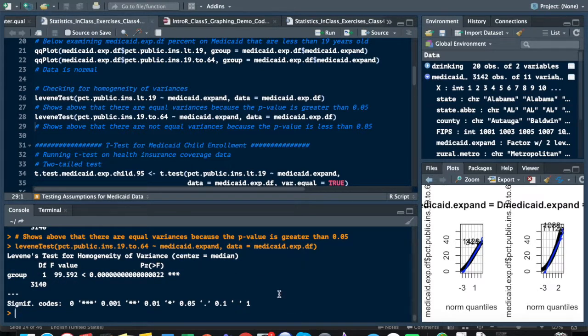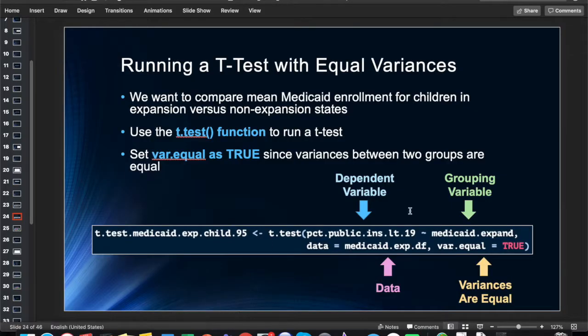So I'm going to run a t-test, but I'm going to have to run it differently. First, I'm going to go over the entire process of running a t-test for things that do have equal variances. The next example will show you how to do it when they do not. So let's hold those questions about non-equal variances until we're done going through the standard t-test. In this particular case, as we saw, the percent public insurance for ages less than 19 do have equal variances. So we should be good to go in that case.